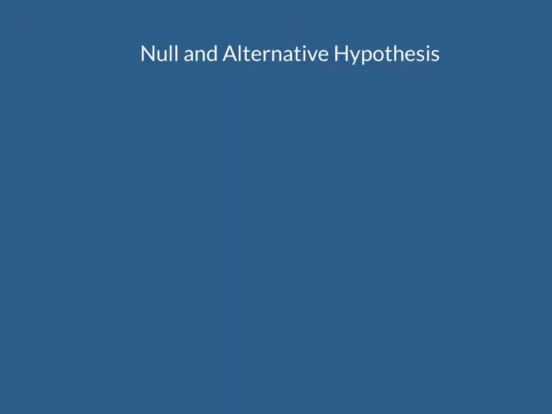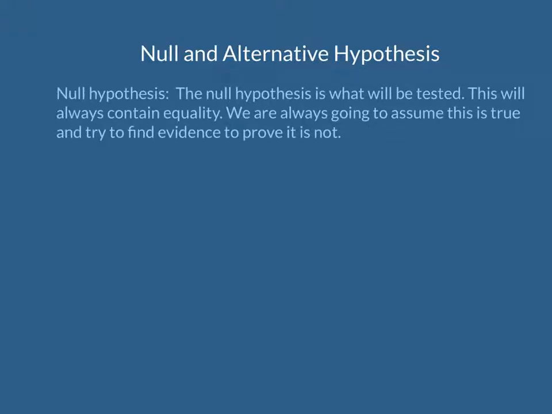In hypothesis testing, there will be some things that you need to understand before you actually perform the test. The first thing that you need to understand is what a null and alternative hypothesis is and how we use them. The null hypothesis is what will be tested. This will always contain equality. So if our original claim that we're given has equality, that's part of the null hypothesis. If it doesn't have equality, it doesn't matter. The null hypothesis still has equals to.